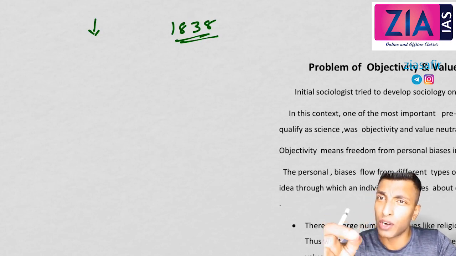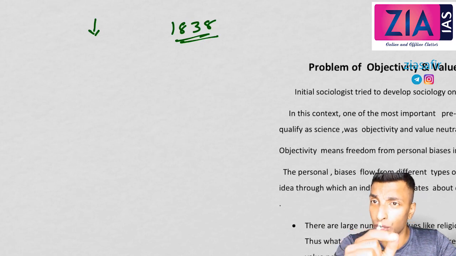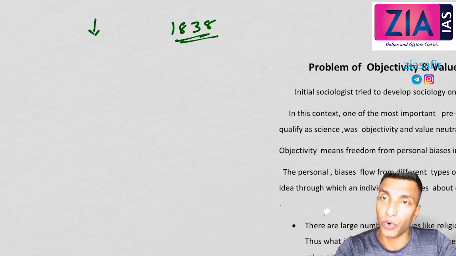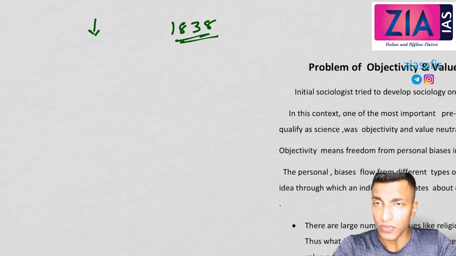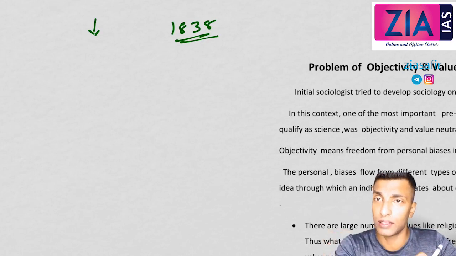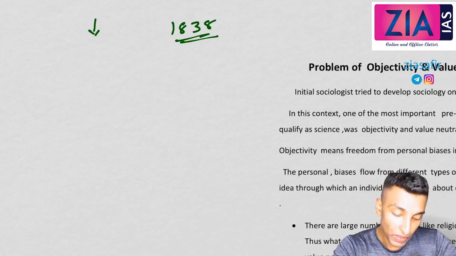So I hope you understood the context. The context is very simple. Sociology emerged. Initial sociologists wanted to make it on the line similar to natural sciences. So they used the methods and wanted to ensure objectivity in sociological research. Later it was understood that it is very difficult. So ever since, this debate is always there, whether sociology is a science, or what the problems are in achieving objectivity in sociology. This is the debate.